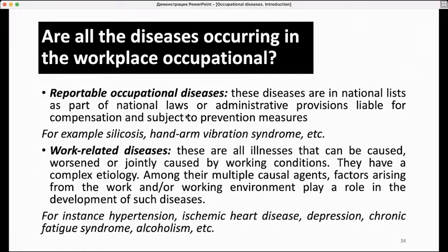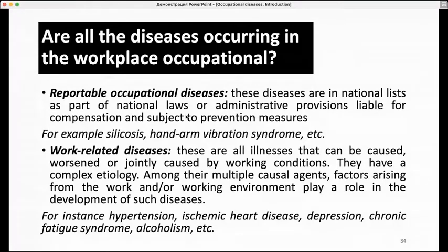Reportable occupational diseases are in national lists as part of national laws or administrative provisions, liable for compensation and subject to prevention measures. It means that for such diseases, we have a strong cause-effect relationship. And that's why they're reportable, and they're included in national lists.